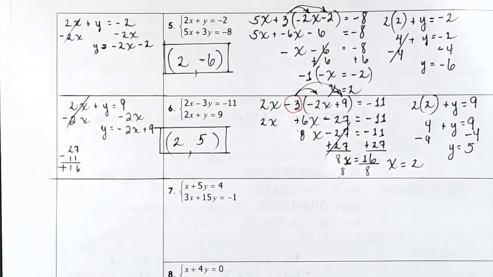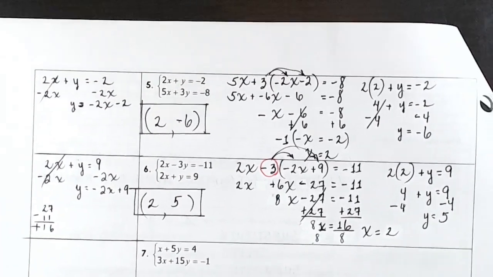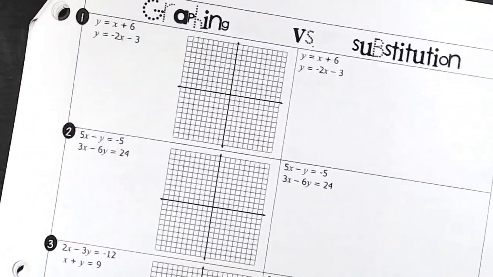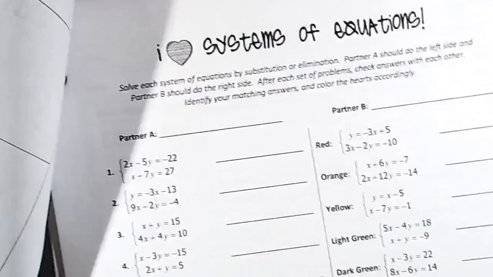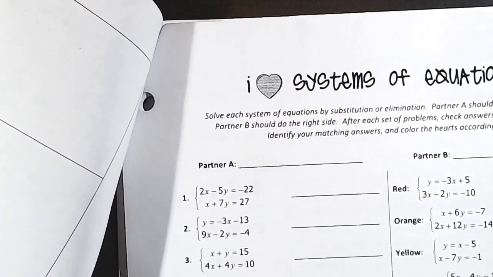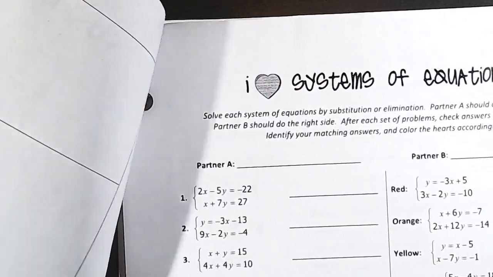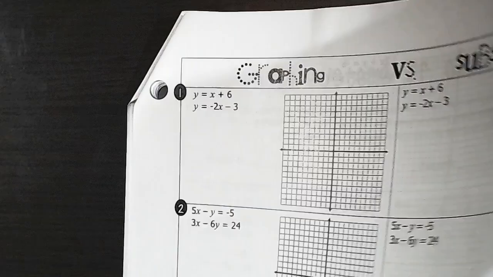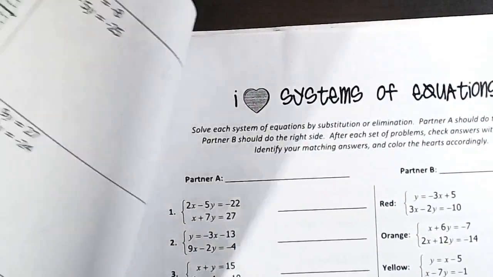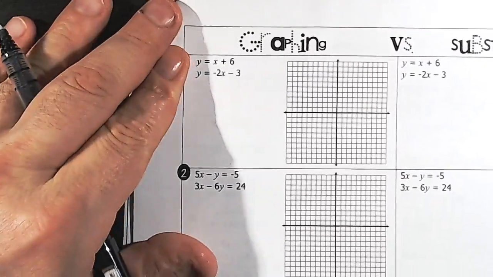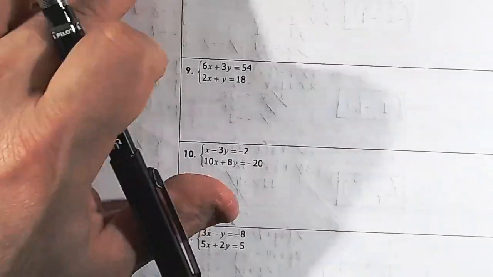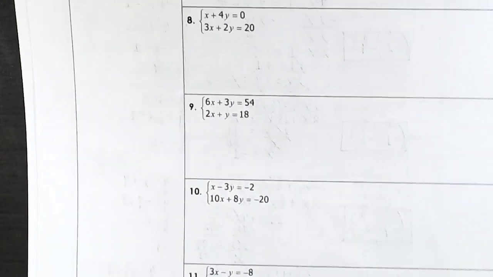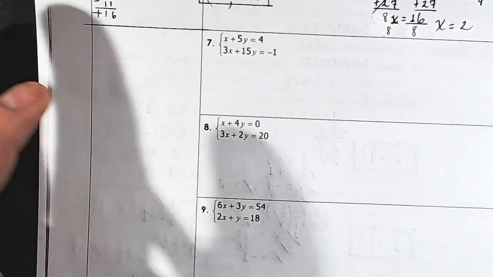Okay, let's look at, let me see what else is left here. Graphing versus substitution. Okay, right. Okay, let's skip 7, 8, 9, 10, and 11 for now. Okay, I think we get the idea, right?